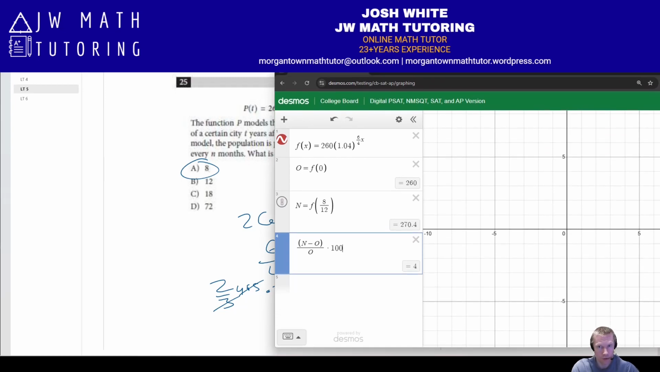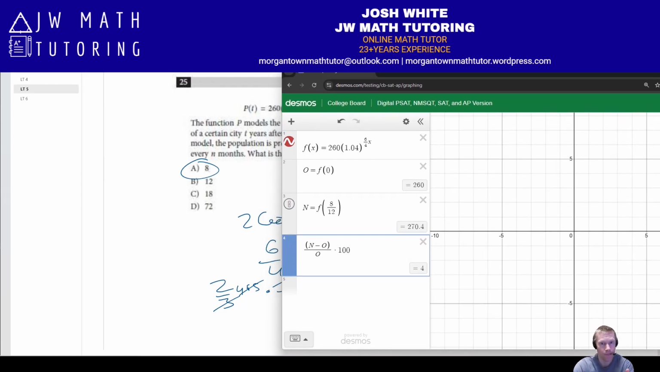So again, notice what I'm doing here is starting with 0. Then I'm saying, if 8 months go by, converted to years, 8 over 12, I plug that into the function, I get its output, and then I compare them and see if it was a 4% increase. The answer is yes, because this number is 4. If you try it with the other answer choices, like change this to 12, now the increase is like 6.06%, which doesn't match the problem.